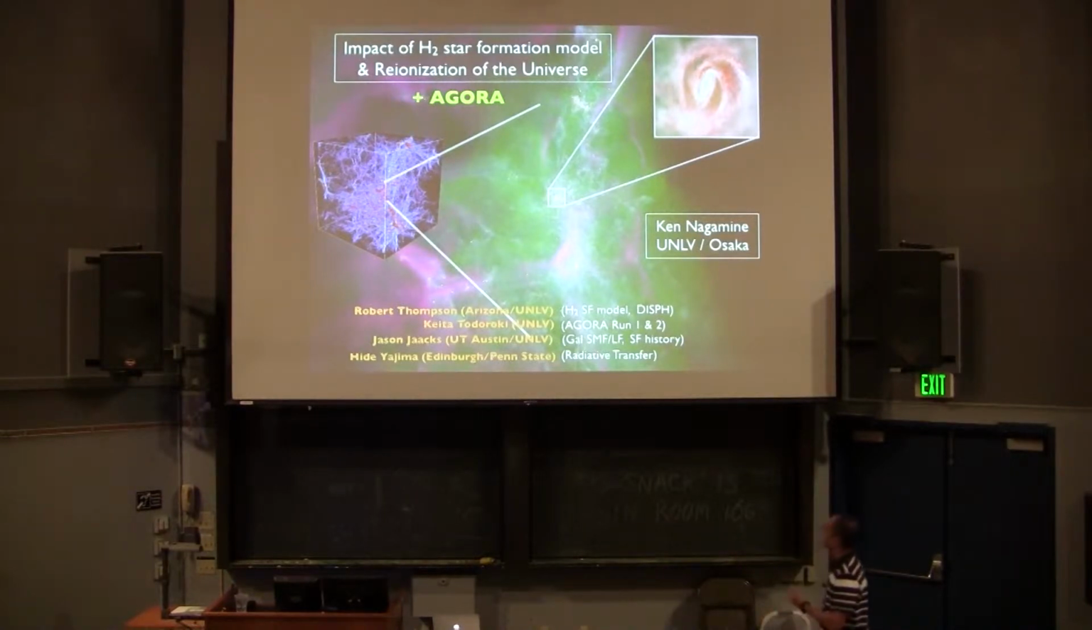So Robert Thompson was my PhD student until this January. He has now moved on to Arizona to work with Romeel Dave. He's sitting right there, so he's welcome to talk to him. He did a lot of work on the subject that I'll show you, the implementation of the H2-based star formation model. He's also doing updates of our code into the density-independent SPH, like we just heard, following the Hopkins 13 method. So I'll let Robert show nice movies from that work.